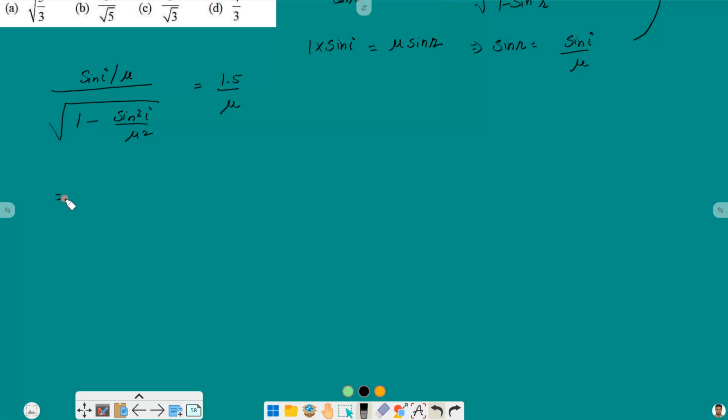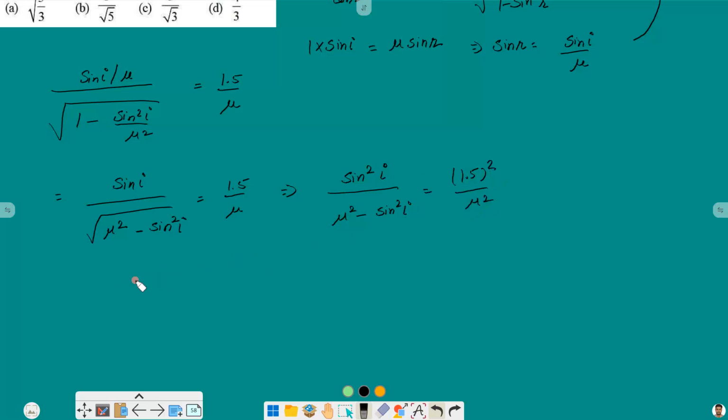Now this can be further written as: here the root mu will get cancelled, so this will be sine of I under root mu square minus sine square I is equal to 1.5 by mu. And if we square both sides, we will get sine square of I divided by mu square minus sine square of I is equal to 1.5 square divided by mu square.